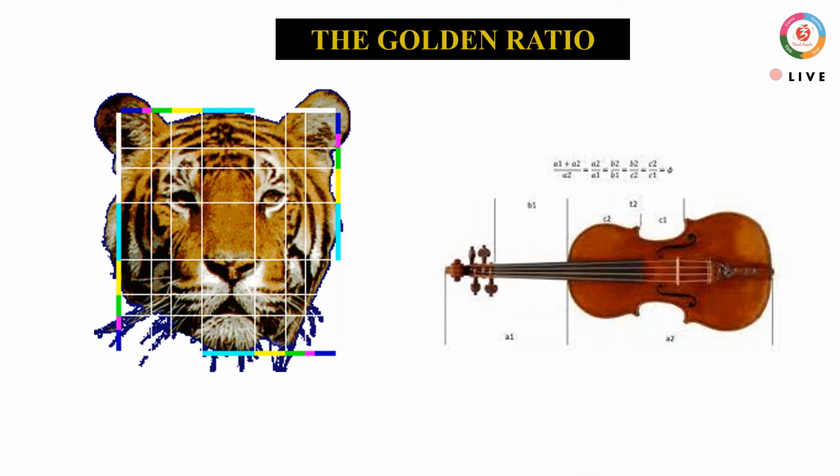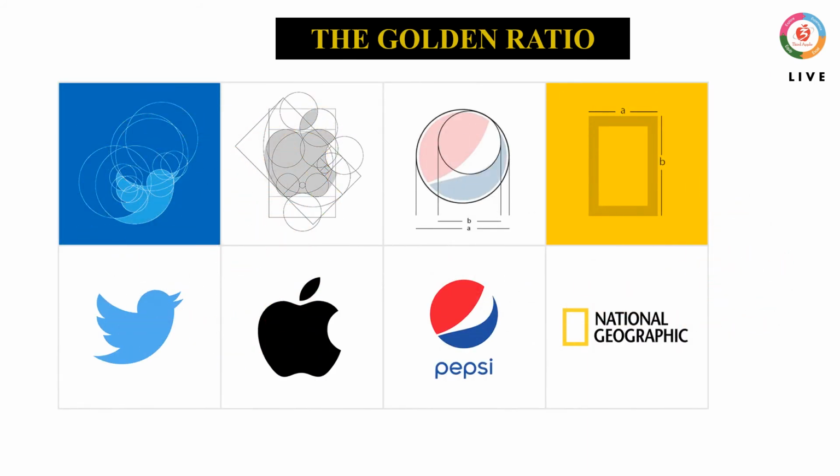Even in music instruments, we are finding the golden ratio. Even in animals, we are finding the golden ratio. Even in insects, we are finding the golden ratio. So there is a whole lot of research going on the golden ratio. Even in modern logos, we are finding the golden ratio. The beautiful and successful business logos are also made up of the golden ratio. Even the Pepsi logo, Apple, Twitter, National Geographic Channel logo, everywhere the golden ratio is there.